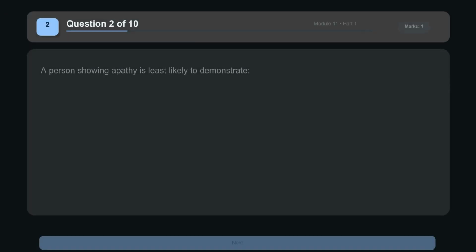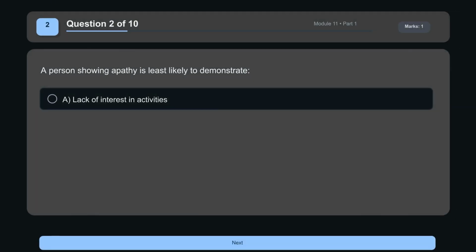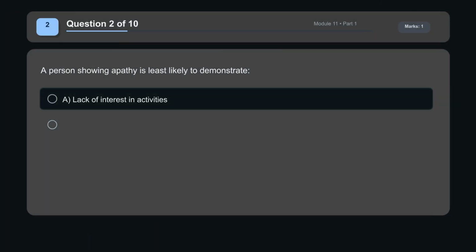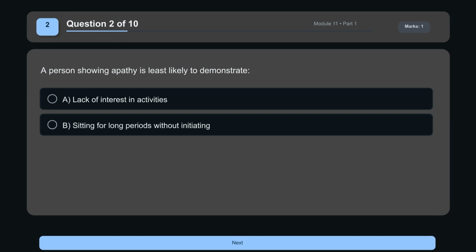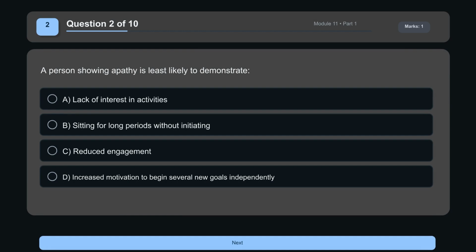Moving to question 2. A person showing apathy is least likely to demonstrate. Option A, lack of interest in activities. Option B, sitting for long periods without initiating. Option C, reduced engagement. Option D, increased motivation to begin several new goals independently. Take a moment and choose the best answer.